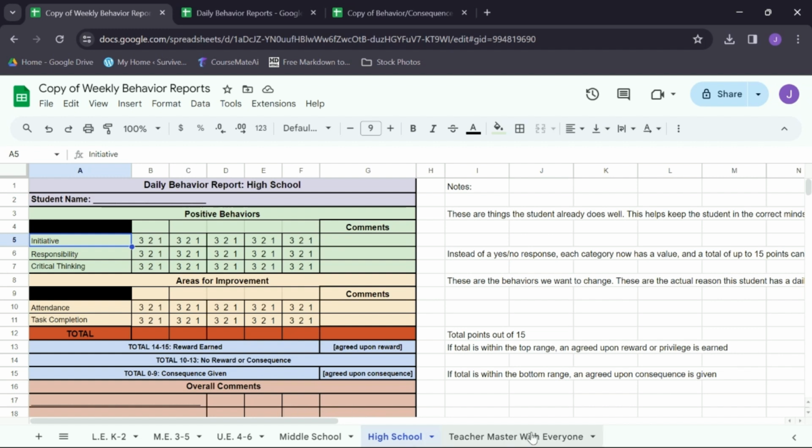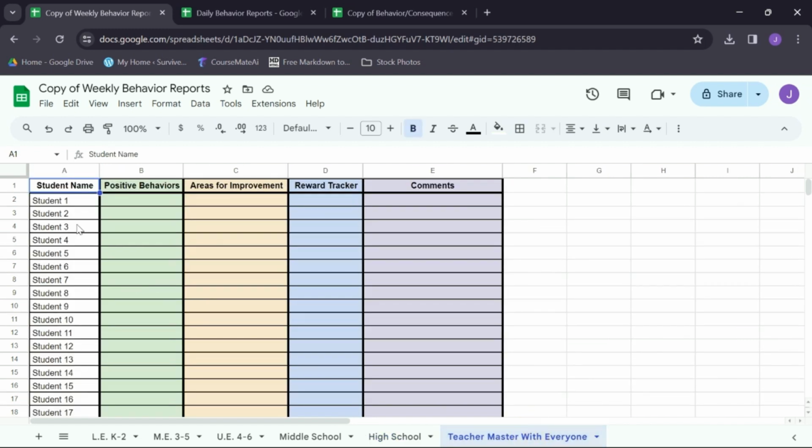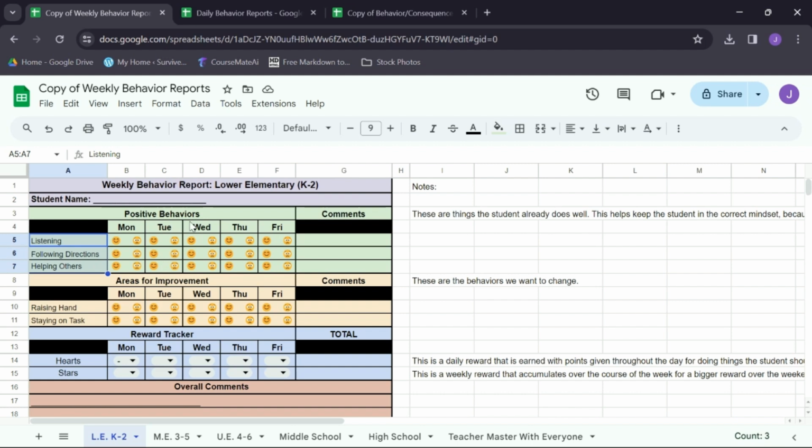And then here at the very end, you're going to have just a master matrix with every student on here. So you can just keep track of every student at a glance, however you want to do that. Okay. So that's this weekly behavior report. These are for everybody. Everybody should have one of these.